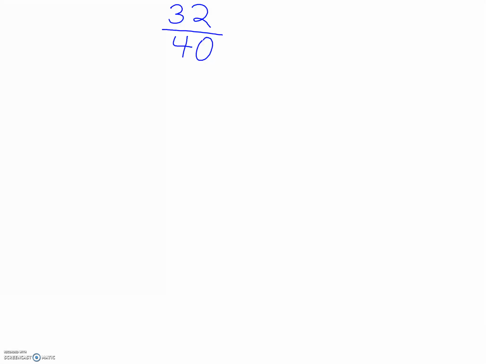Today's mini lesson is going to focus on finding the best way to put fractions into simplest form. So we've talked about finding equivalent fractions and we've talked about simplifying fractions. If you can divide the numerator and the denominator by the same number, that would be a perfect way to simplify a fraction. So right now we're working with 32/40ths.